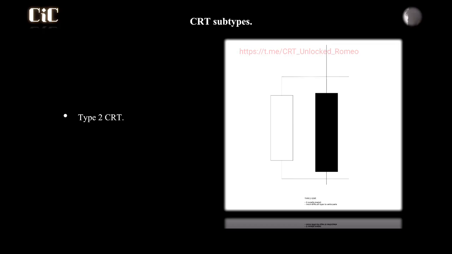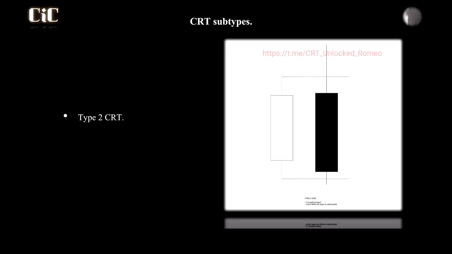Type 2 CRT. This one catches people off guard and is the most difficult to anticipate, which is it's going to go in CRT high and low at the same time. Right, open, high, low, close. So dumb money CRT pattern traders will come and say, bro, it didn't work. Bro, look at it. It worked.